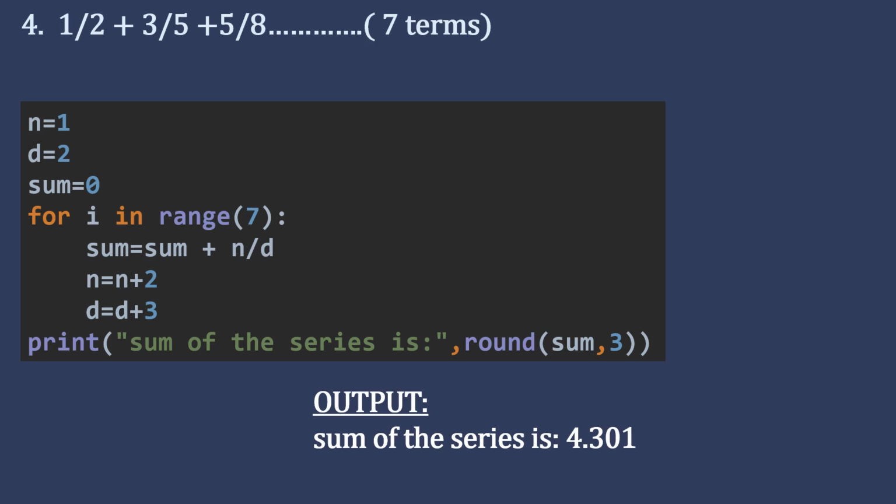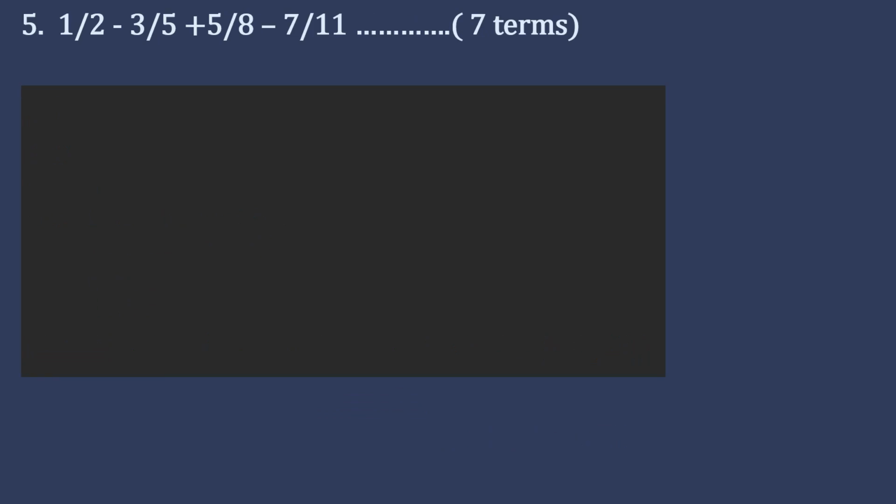And it's giving the output as sum of the series is 4.301. Now just have a look at this series. This is 1 by 2 minus 3 by 5 plus 5 by 8 minus 7 by 11, like this up to 7 terms. Here you can see the first term is positive, second term is negative, third term is positive. Like this it will continue.